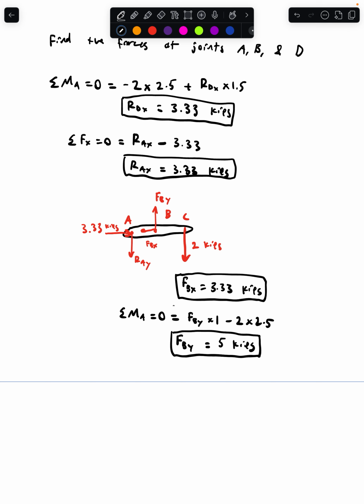So I have both of my forces at B, and the only one left is this reaction here at A in the y direction. So we can just do the sum of the forces in the y direction equals 0, and again, that's of this member right here. So that's going to equal our RAy, which is negative, then our FBy, which we just found, is plus 5, and then minus 2. So my reaction at A in the y direction is going to be 3 kips.